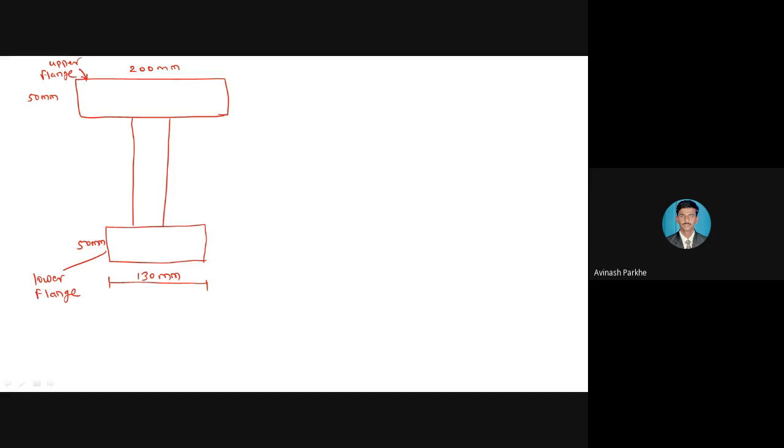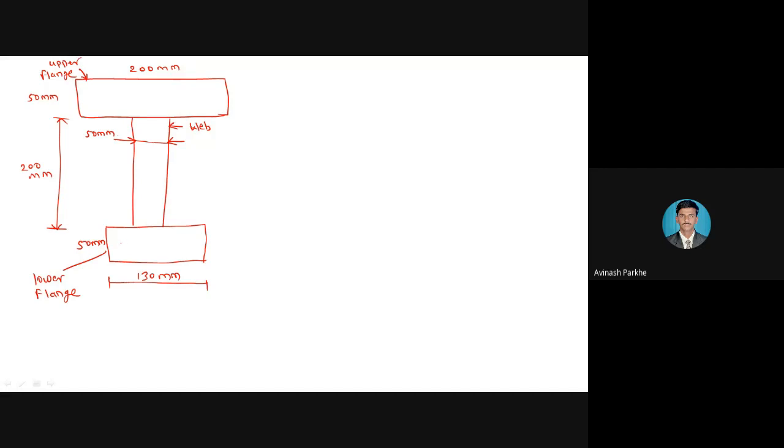Then the width of this particular web, this vertical rectangle, is given once again as 50 mm as the horizontal distance, and the vertical length of this particular web, that is the vertical rectangle, is given as 200 mm. Okay, so this is the figure.